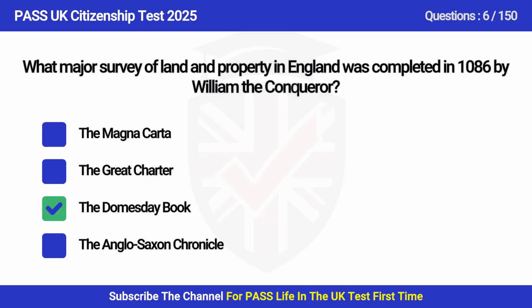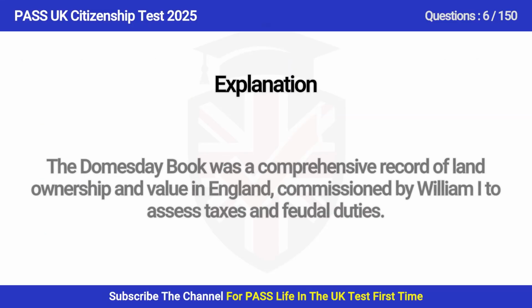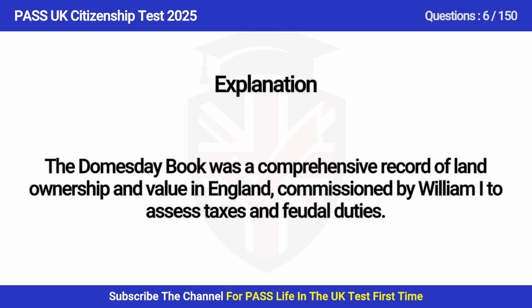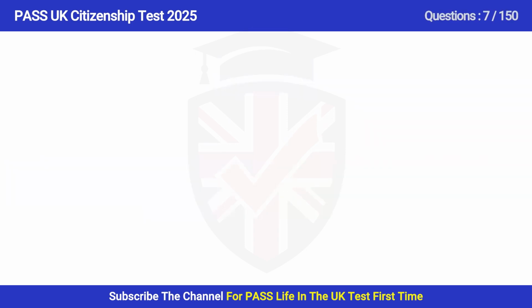Answer is C. The Domesday Book. The Domesday Book was a comprehensive record of land ownership and value in England, commissioned by William I to assess taxes and feudal. Question 7.